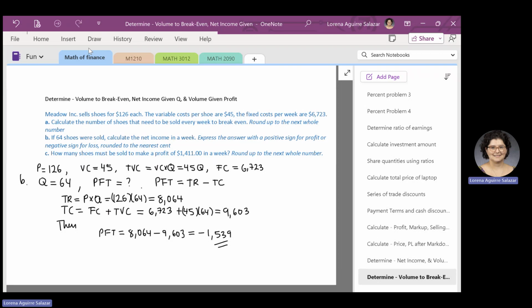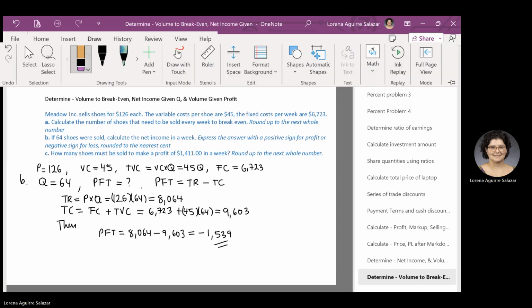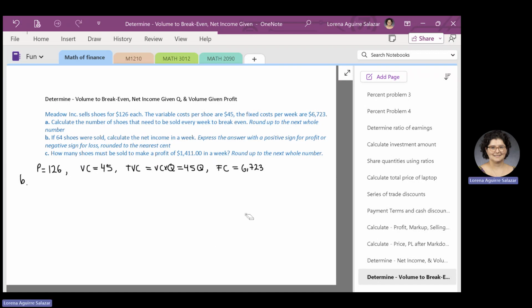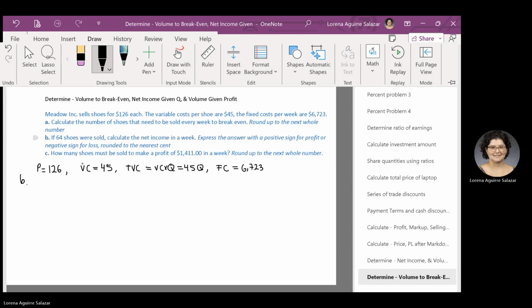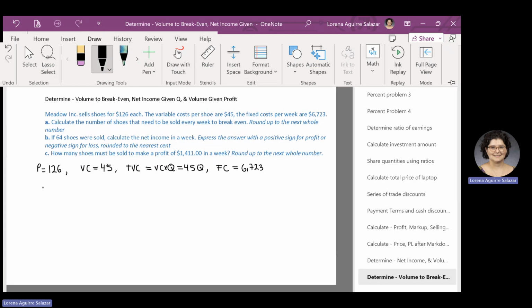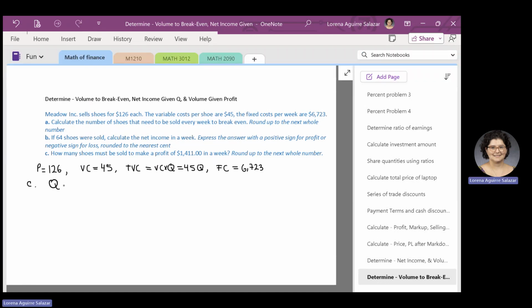Now let's move on to part C of this problem. In part C, we need to compute the number of shoes that must be sold to make a profit of $1,411. So we need to find Q, so that profit turns out to be $1,411.